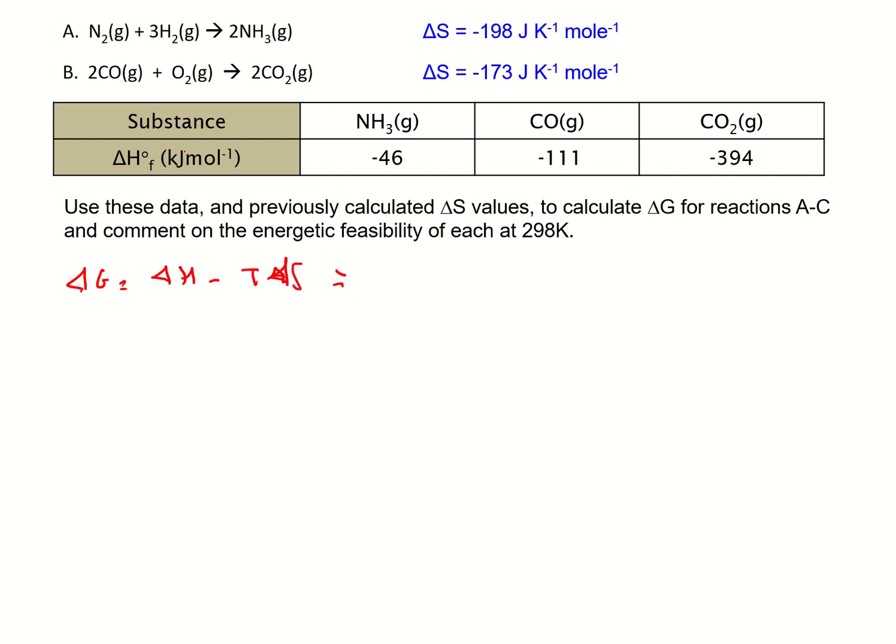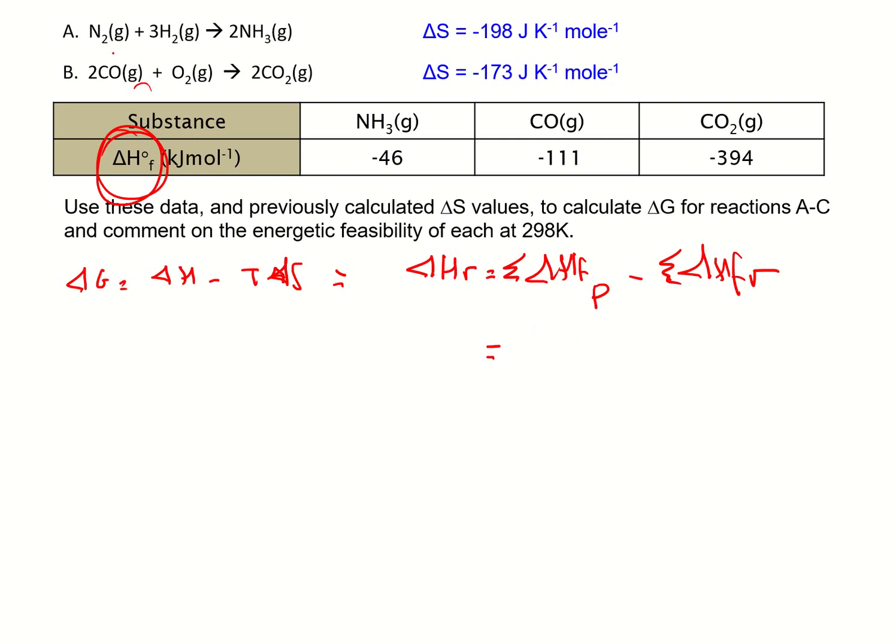Now, we've been given enthalpies of formation. You can see that here. For those of you who can remember from last year, the enthalpy of a reaction is equal to the sum of the delta H formation of the products minus the sum of the delta H formation of the reactants. So we've got to do that.